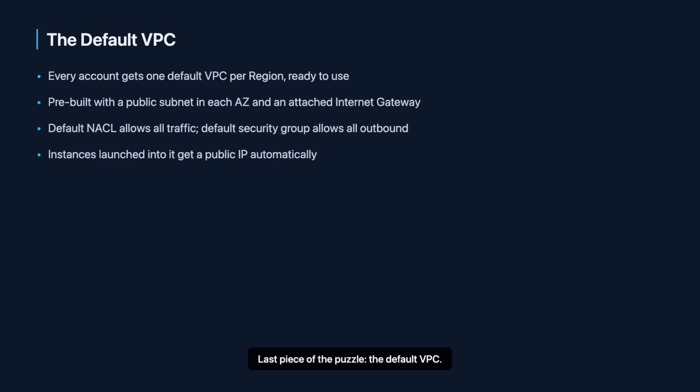Last piece of the puzzle: the default VPC. When Amazon Web Services creates your account, it hands you a ready-to-use VPC in every region, so you can launch something immediately without building a network first. It comes pre-built with a public subnet in each availability zone, an internet gateway already attached, and a route to that gateway. The default network ACL, which we covered back in episode 12, allows all inbound and outbound traffic, and the default security group allows all outbound traffic plus inbound traffic from resources in the same security group, but not from the open internet. And anything you launch into it gets a public IP automatically.